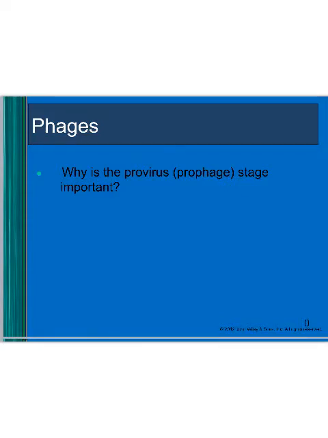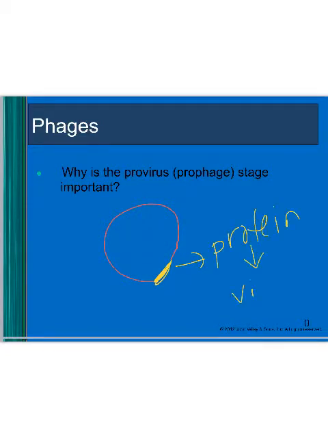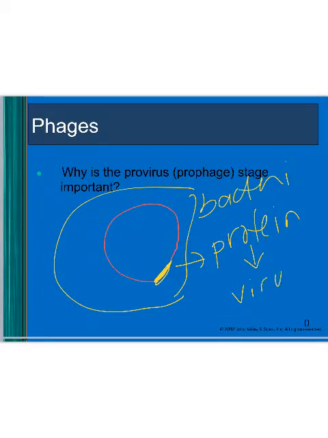On this slide, I have why the prophage or provirus stage is important. I think I just explained that at the end of the last one. Here's the bacterial chromosome, and then the viral DNA gets stuck in there. This can actually code for a protein which makes the host bacterium, wait a minute, it codes for a protein which is a toxin.